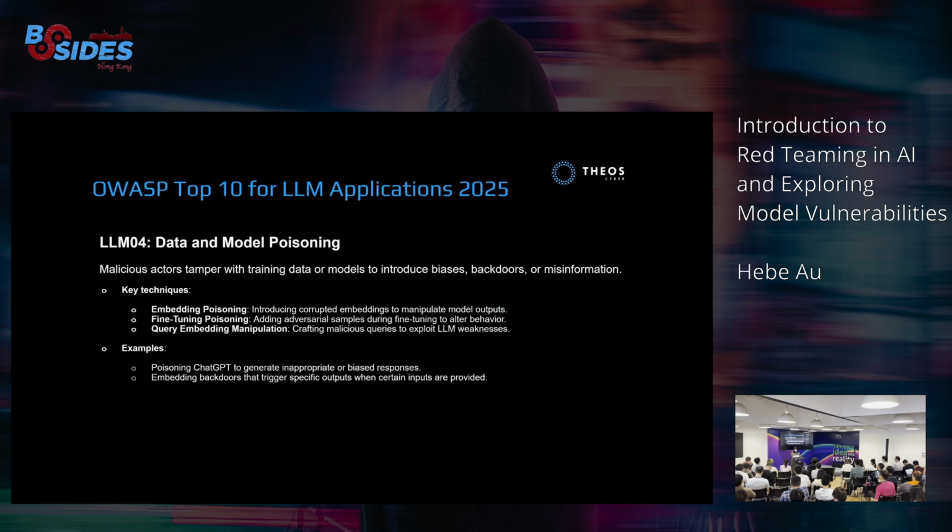The next one is data and model poisoning. Like I said, the attacker will poison the training data or introduce bias, backdoors, or misinformation, for example embedding poisoning and fine-tuning poisoning. It's like a guy who doesn't like you and tries to do something malicious, injecting something into your system that may make your system behave abnormally.